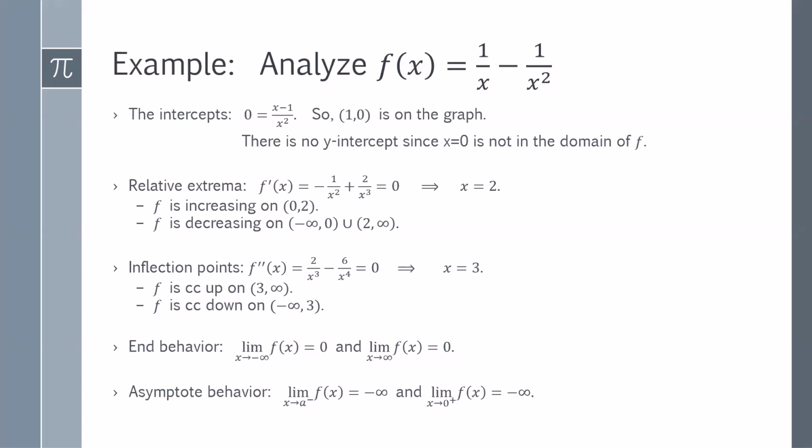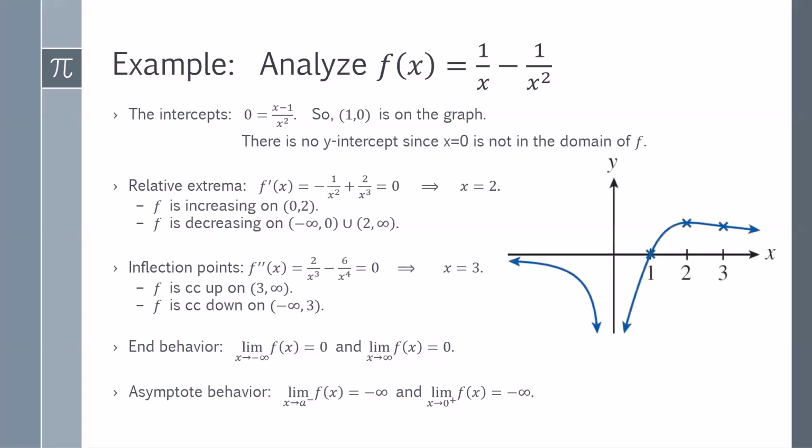And since we have a point x equals 0 that's not in the domain, we want to look at the asymptotic behavior close to that value. So as x goes to 0 from the left, f goes to negative infinity. As x goes to 0 from the right, f of x goes to negative infinity. Putting all this together, we can sketch out the graph of f of x.